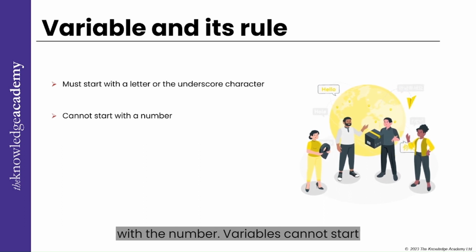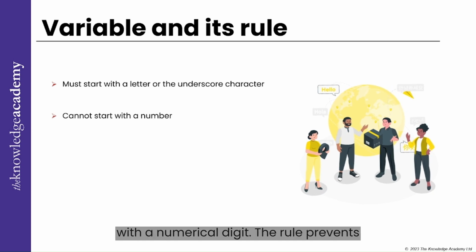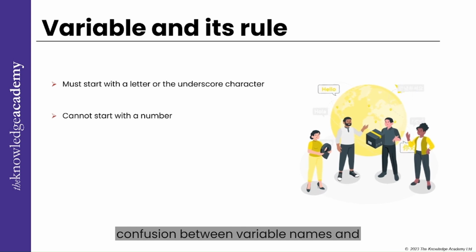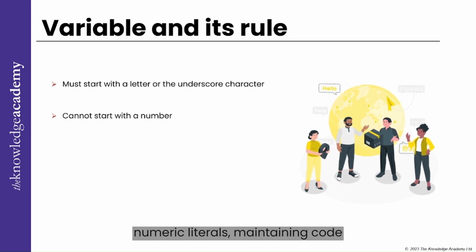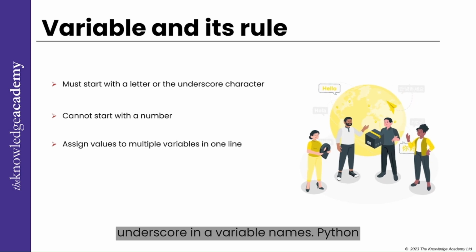It cannot start with a number. Variables cannot start with a numerical digit. The rule prevents confusion between variable names and numeric literals, maintaining code clarity and readability. However, numbers can follow the initial letter or underscore in a variable name.